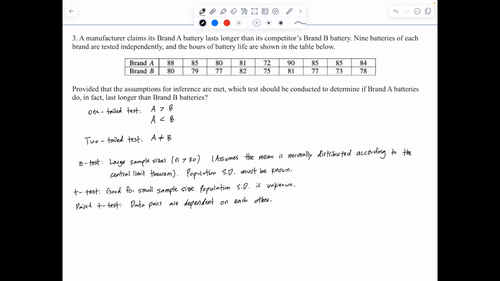So first, it says that 9 batteries of each brand are tested independently, so they are independent, and the sample size is n equals 9. Okay. All right. So firstly, since they are independent, we're going to get rid of the paired t-test, right? Because the two samples are independent. And so we also have n equals 9.